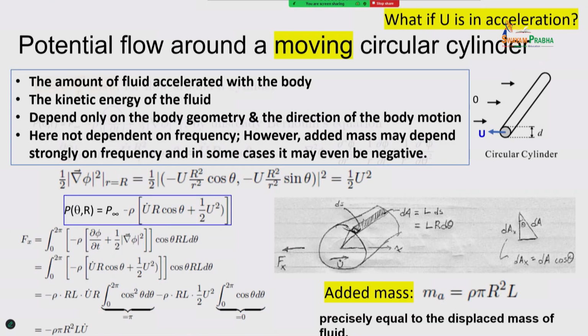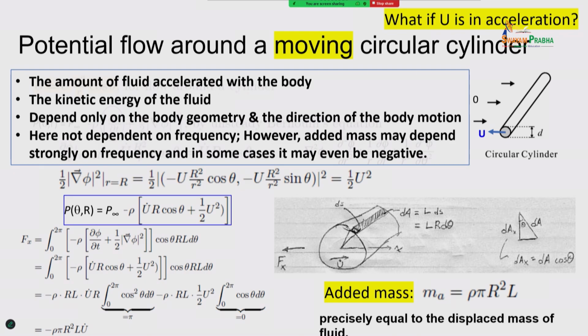With density rho. So in summary, the physical meaning of the added mass is the amount of fluid accelerated by the body. You move the body, and the fluid will accelerate with the body. In another sense, it is the kinetic energy of the flow surrounding the mass. So what does that mean? If you have particle motion, or mass motion, the energy is 1/2 m v squared, right?